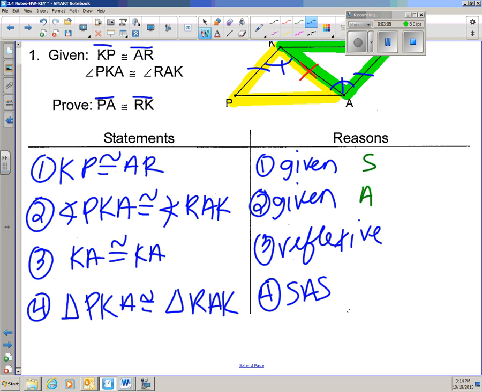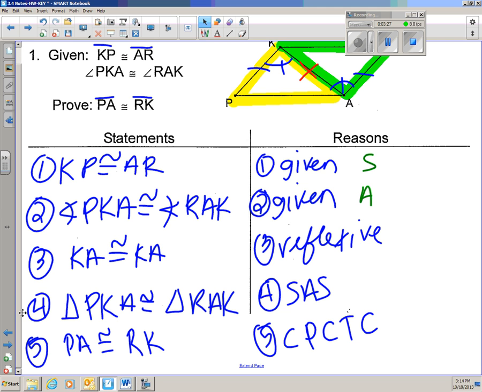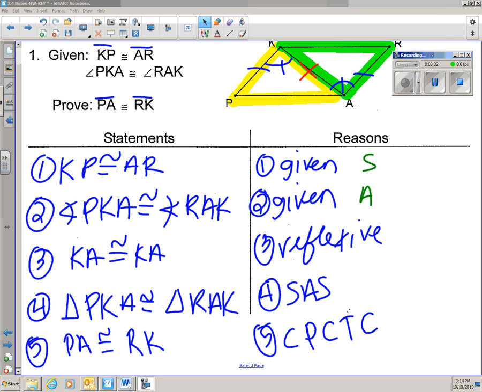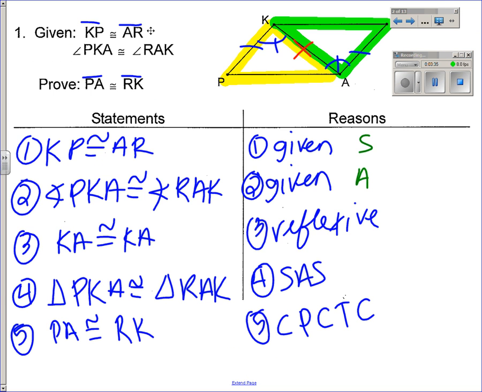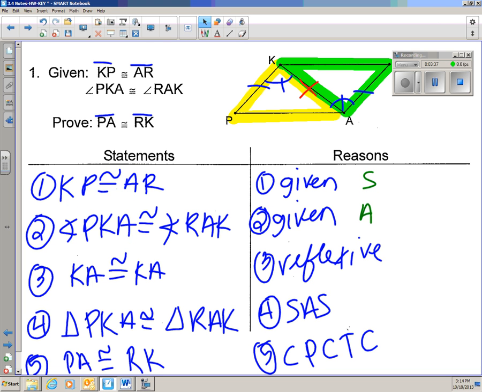Now that you have your congruent triangles, you can talk about all the different corresponding parts that are congruent, but they really just want to talk about line segment PA and line segment RK. And again, once you've got congruent triangles, then the corresponding parts of the congruent triangles are in fact congruent. Let's see if we can get this to one page somehow. Boom, and well, kind of there, I guess. But there's your entire proof on the page.